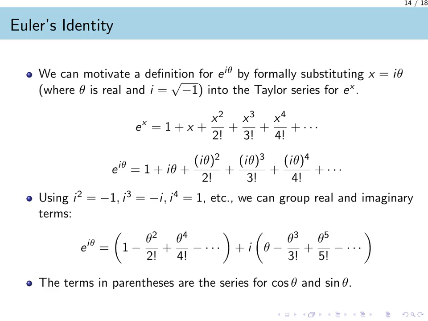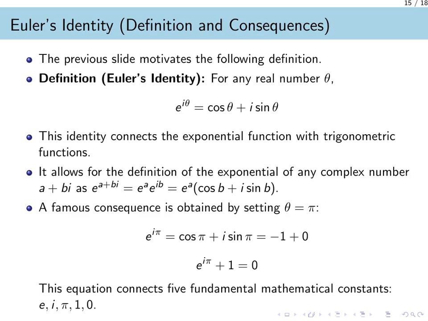Applying these simplifications allows us to regroup the terms of the series. We can collect all the terms that do not have an i, which form the real part, and all the terms that are multiplied by it, which form the imaginary part. When we do this, we find that the real part is precisely the Taylor series for the cosine of theta, and the imaginary part contains the Taylor series for the sine of theta. We can now formalize the connection between the exponential and trigonometric functions using a relationship called Euler's identity.